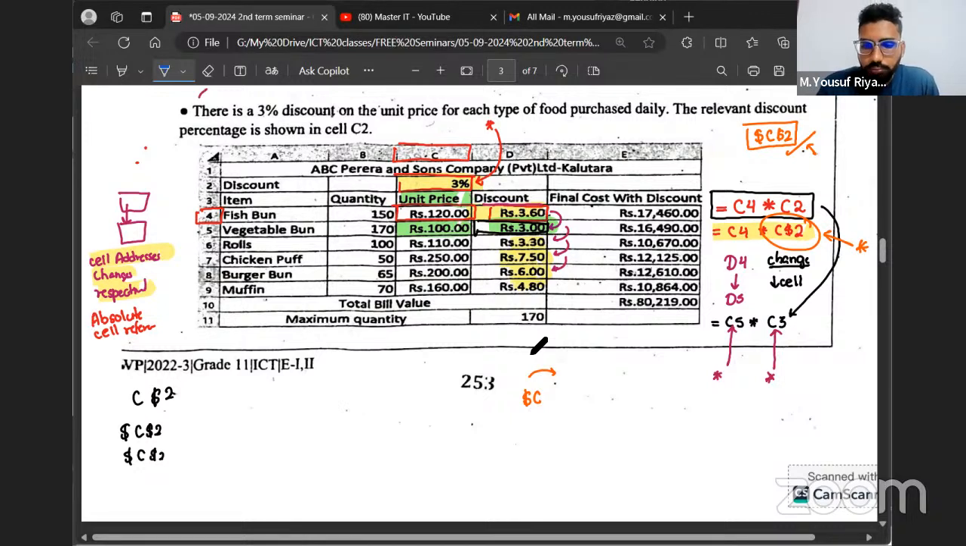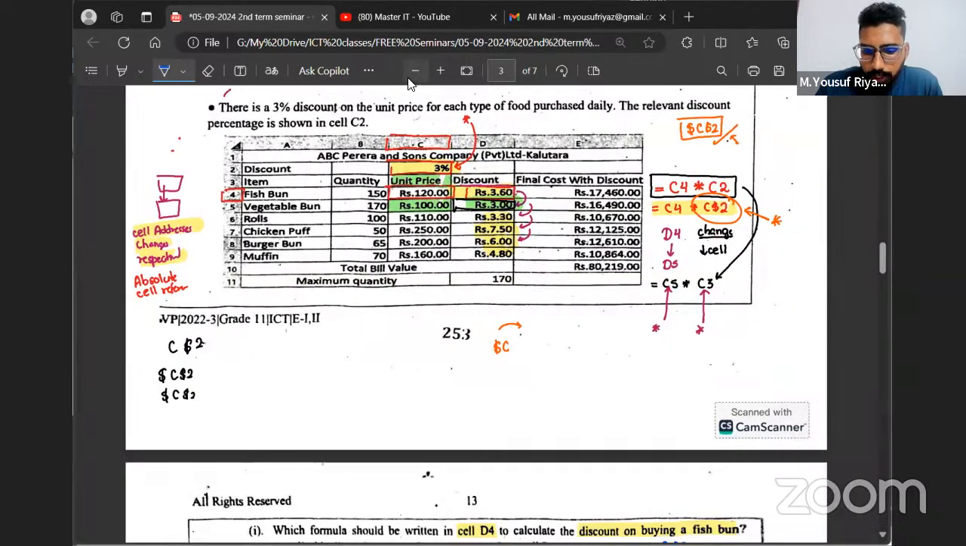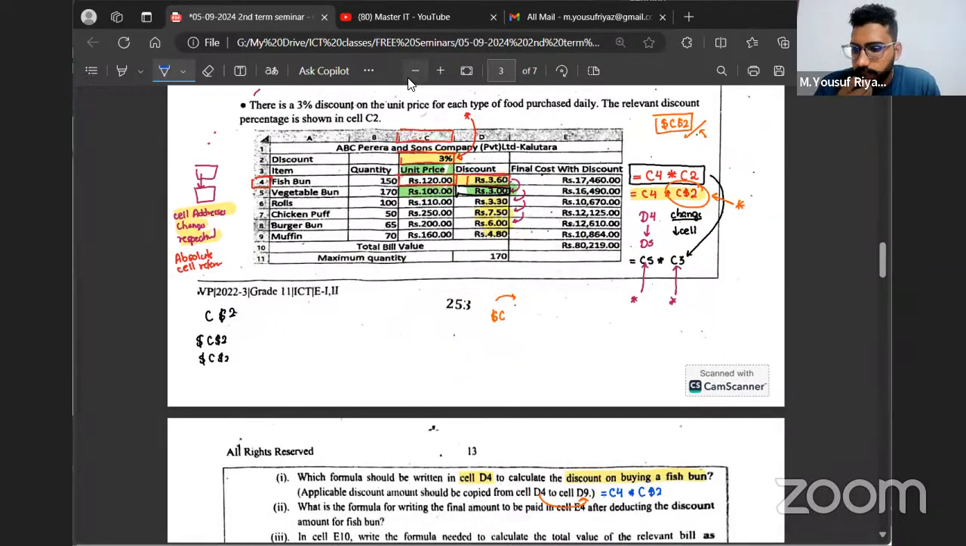Yes or no? Anyone have any questions there? What about C4? No. That has to be dynamic, right?